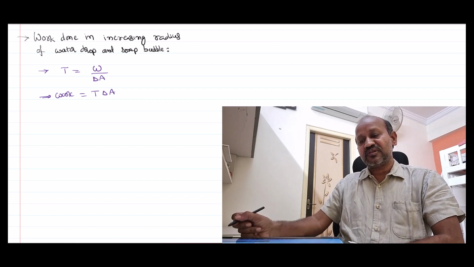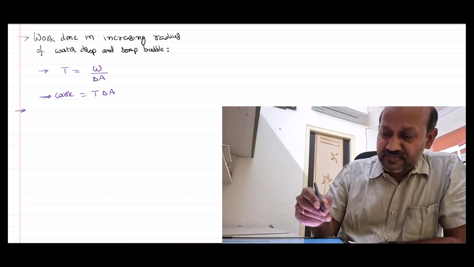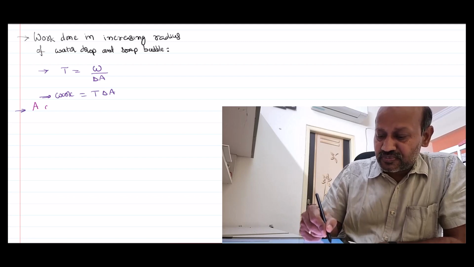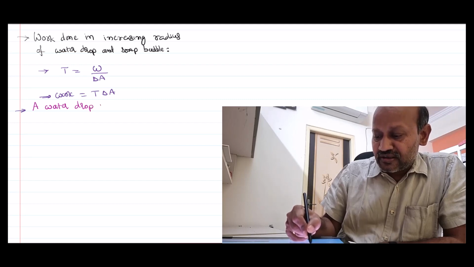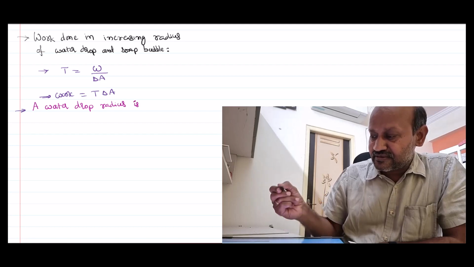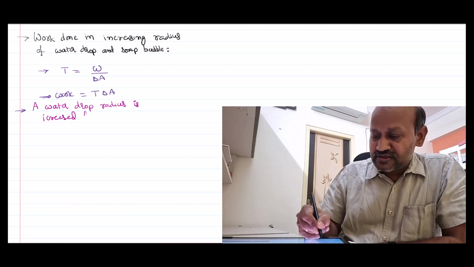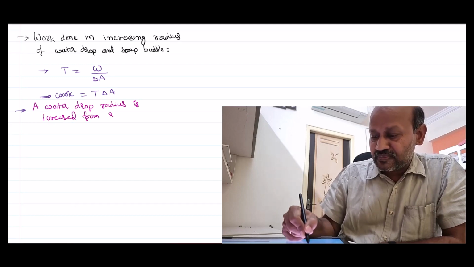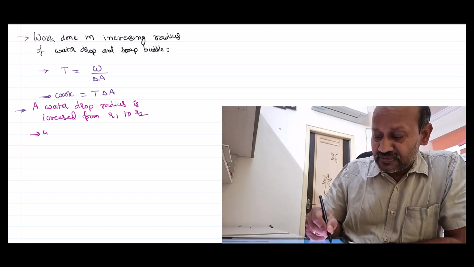Taking this concept into consideration, if somebody asks you a question like this: a water drop's radius is increased from R1 to R2, where R2 is greater than R1. What is the work done?